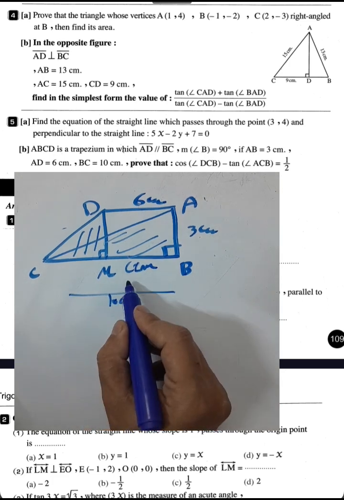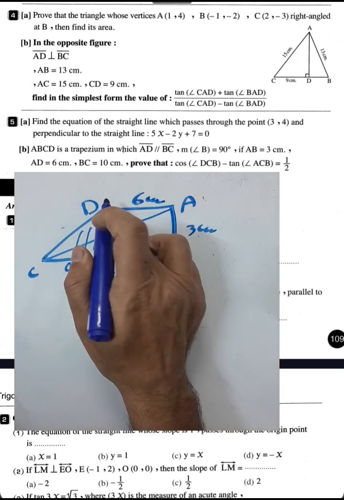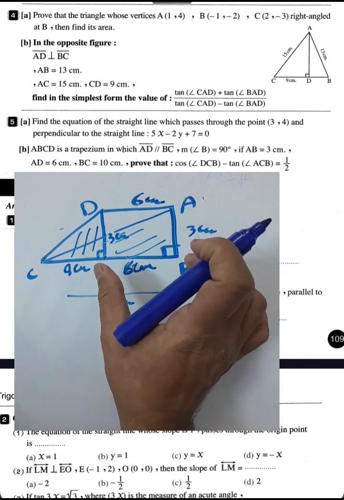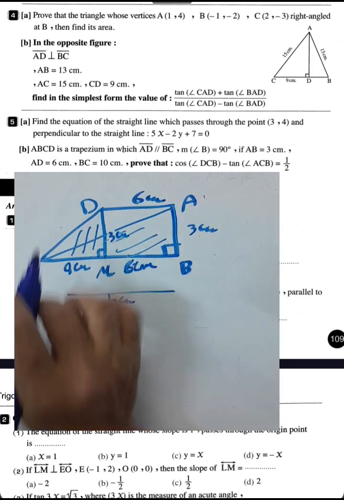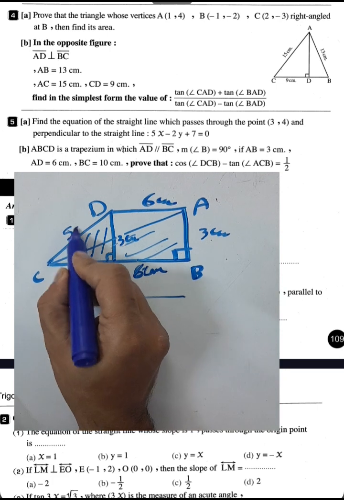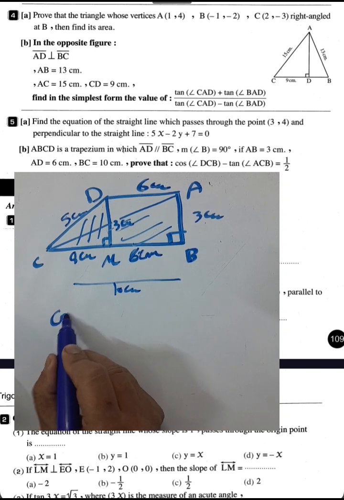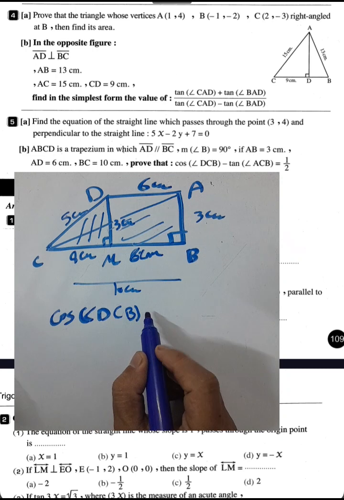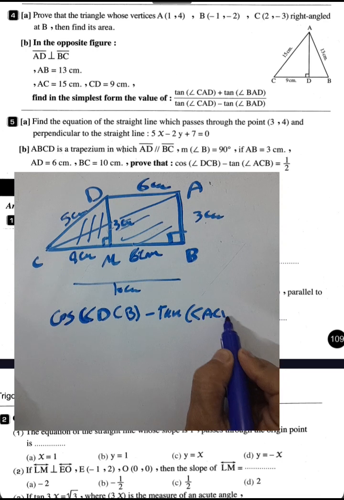Then 6 subtracted from 10 will be 4 centimeters, and the opposite side length will be 3 centimeters because ABMD is a rectangle. Each opposite side has equal length. We have CD. We can find the length of CD from Pythagoras. 4 power 2 plus 3 power 2, and then find the square root of the result, which will be 5 centimeters. Okay, and then you want to prove that cosine angle DCB subtract tan angle ACB equals half.